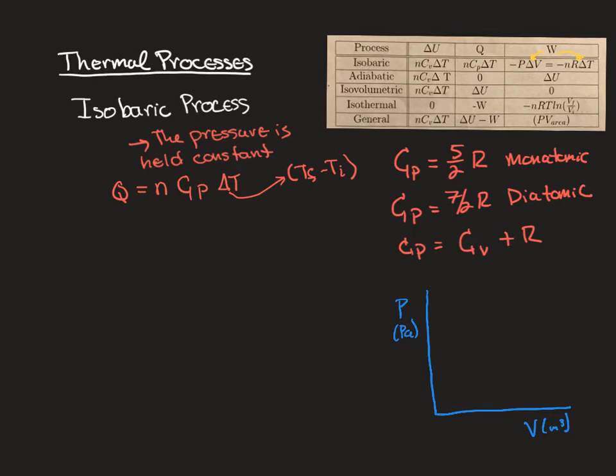So for isobaric, since the pressure is going to be the same between stage A and stage B, between A and B, we would have a horizontal line because the y is staying constant while the x term is still changing. So for an isobaric process, the line of your data points on a pressure versus volume graph is a horizontal line. The next process we are going to discuss is an adiabatic process.